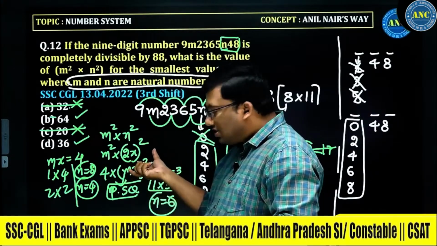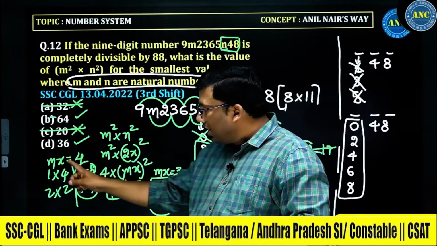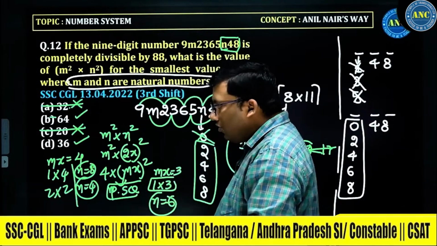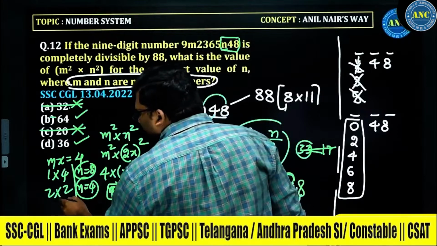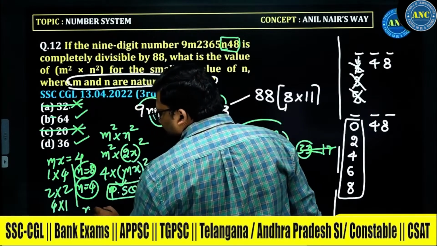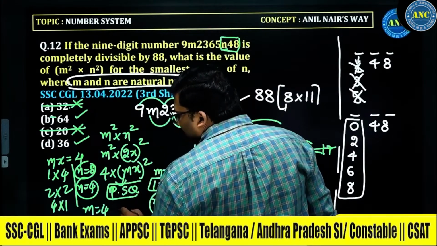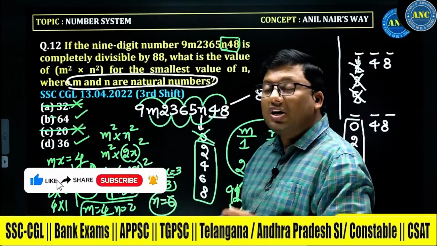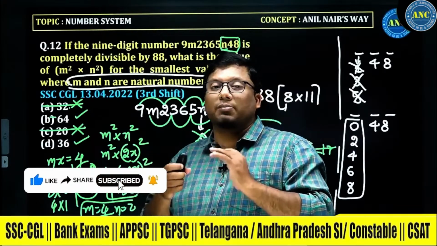16 means this mx value has to be 4. mx 4 means 1 into 4, 2 into 2, or 4 into 1 also. That means if m is 4, n value will become 2x2. Substitute in the given equation. Check whether the number is divisible by 11.